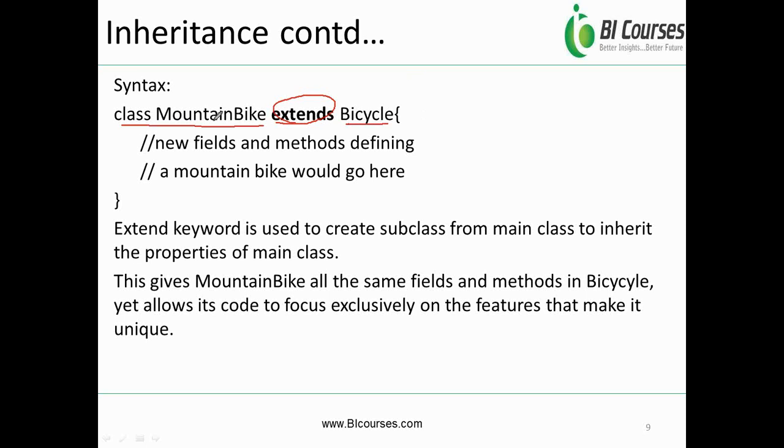So class MountainBike uses the extends keyword and the parent class, and you can define new fields and methods that this particular subclass can have. The extends keyword is used to create a subclass from the main class to inherit the properties of the main class.